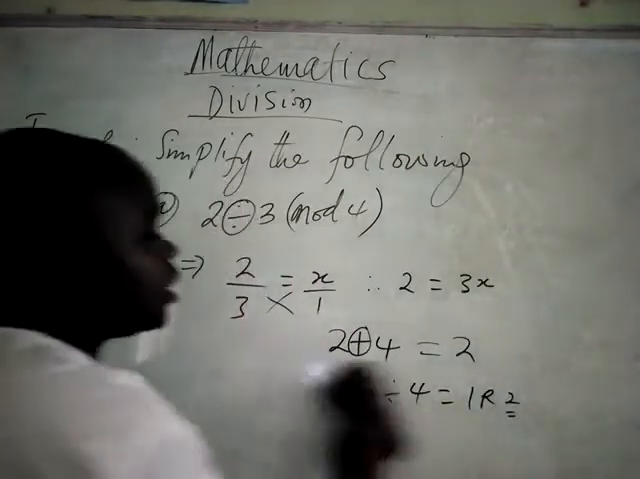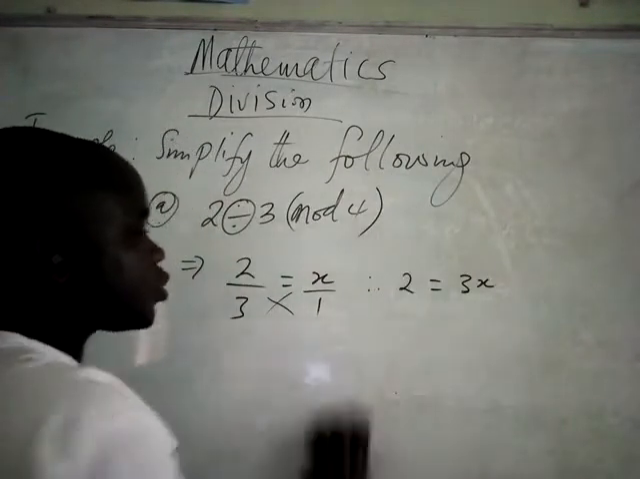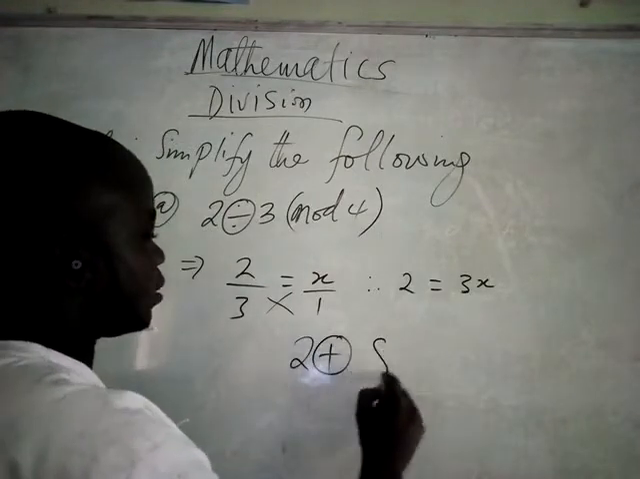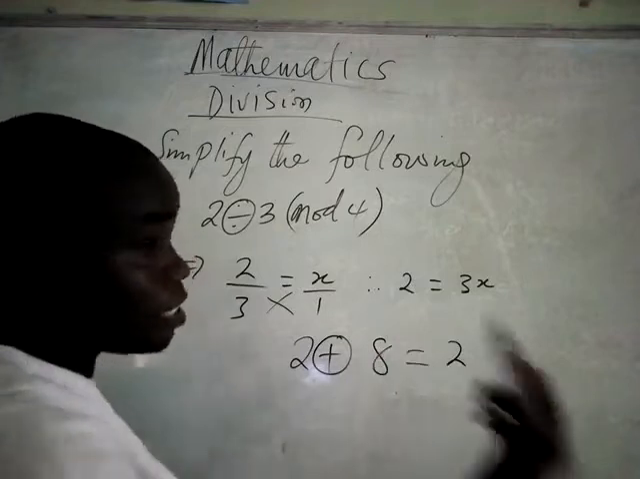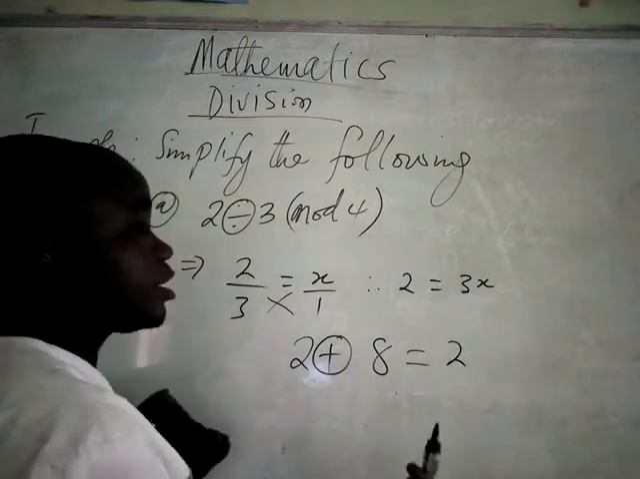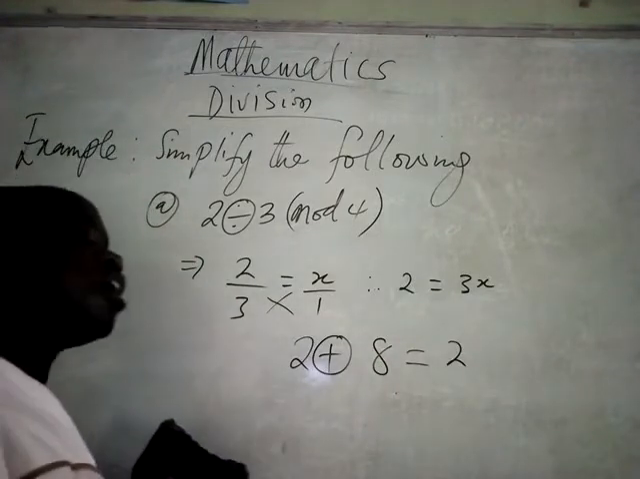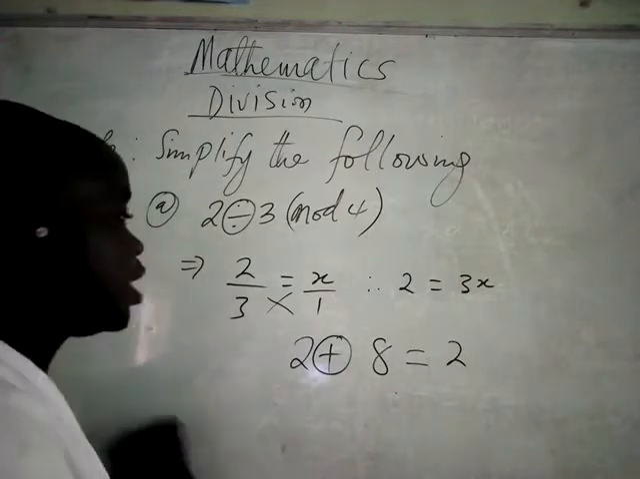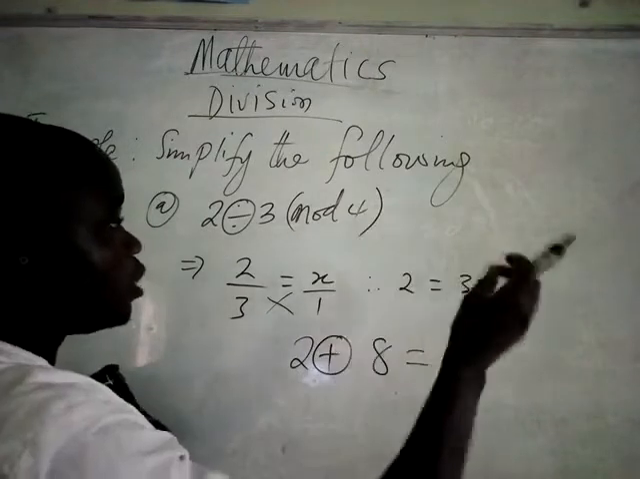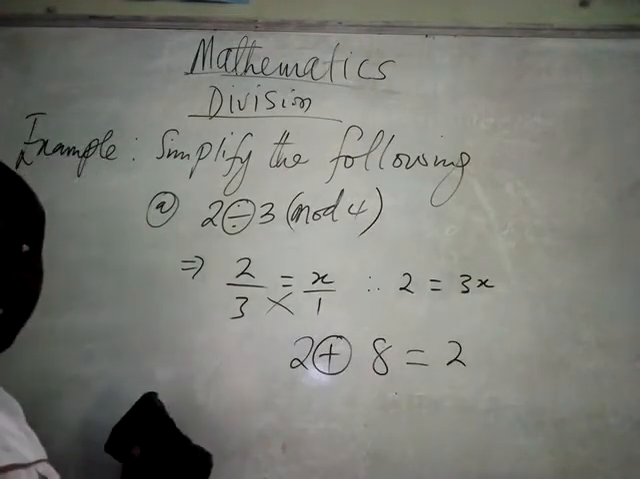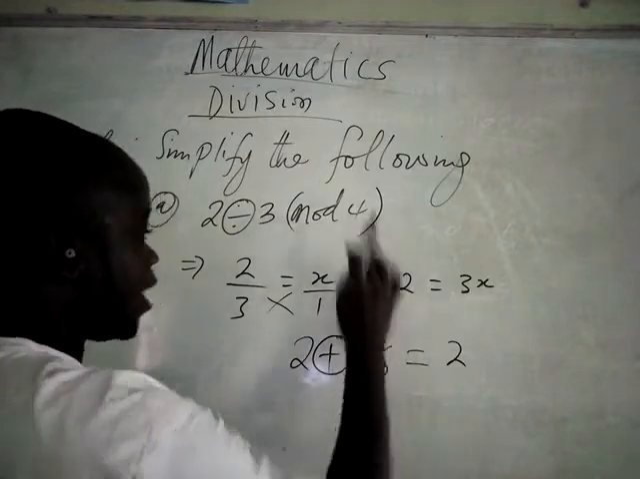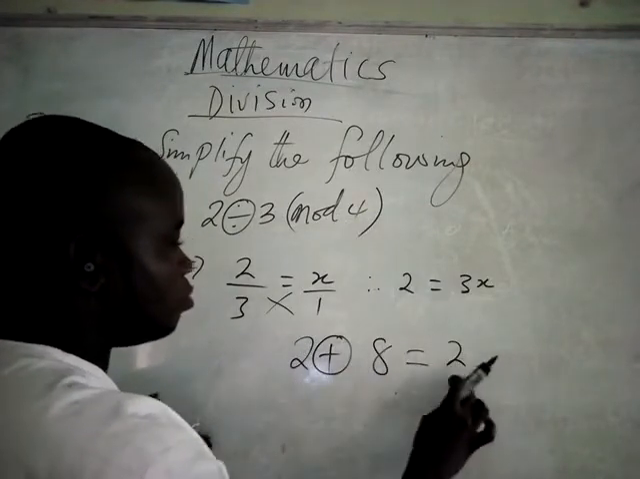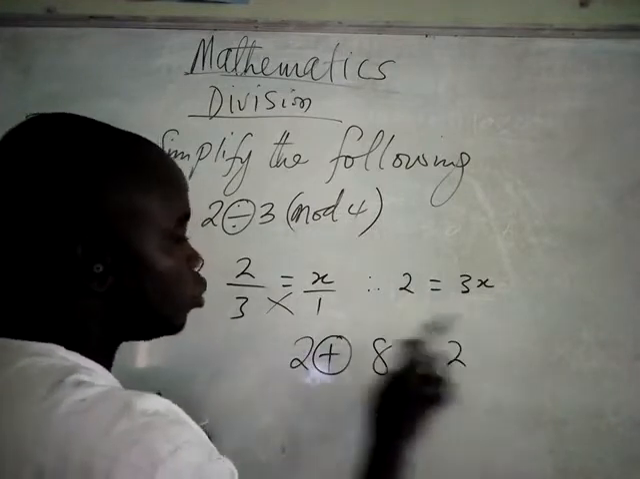Now again, even if you add a multiple of the mode, 2 plus 8 is still going to be 2. What is a multiple? A multiple is any number that has the mode as a factor. That is to say, the multiples of 4 are those numbers that 4 can divide. So if I add any number that 4 can divide to 2, it will still give me 2. 2 plus 12 is 2. 2 plus 16 is 2. 2 plus 24 is 2.